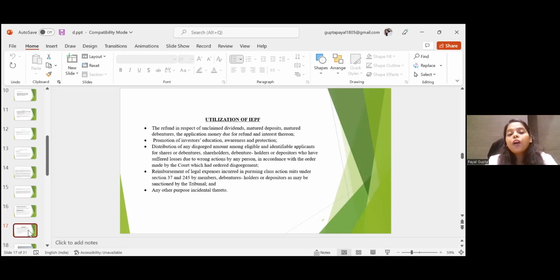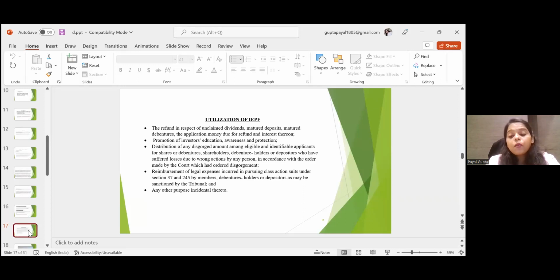Where can we use the amount of IEPF? मतलब गवर्नमेंट ले तो रही है, अब इसका करेगी क्या? ऐसा नहीं है कि आप क्लेम नहीं कर सकते, बाद में इसके बारे में हम discuss करेंगे, बट ये अमाउंट का यूटिलाइजेशन कहाँ कर सकते हैं? So, अगर कोई इन्वेस्टर आता है गवर्नमेंट के पास, that we need our unclaimed dividend now, or we need our matured deposit which we haven't taken earlier, they can always apply to the government for this refund. तो ये अमाउंट वहां पे यूटिलाइज होगा: the refund in respect of unclaimed dividend, matured deposits, matured debentures, the application money due for refund and interest thereon.